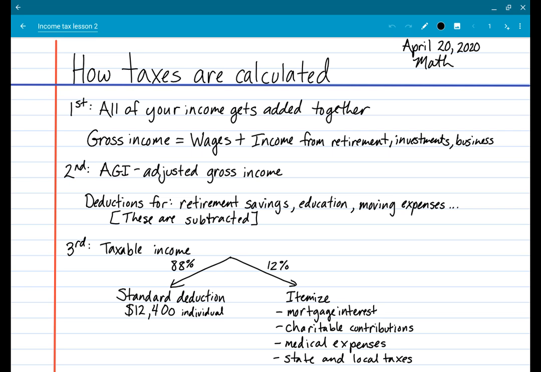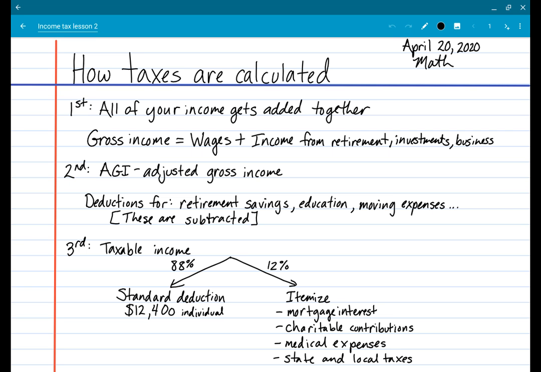Then, for tax purposes, they're going to take a couple of things off of that, so you owe a little bit less in taxes. Our second step is called the adjusted gross income. That's when they take the gross income and give you a few things that you can subtract from it. These are things like retirement savings, certain education expenses, and moving expenses. If you have to move from one place to another for a job, you can actually take some of that off of your tax burden, which is cool.